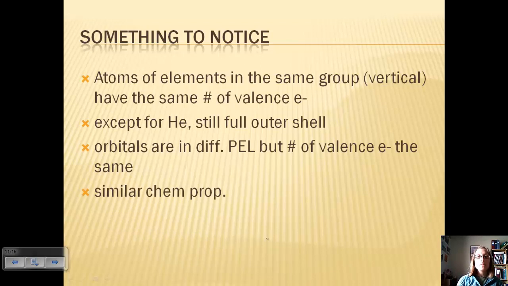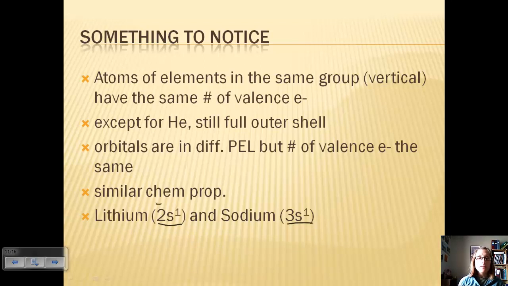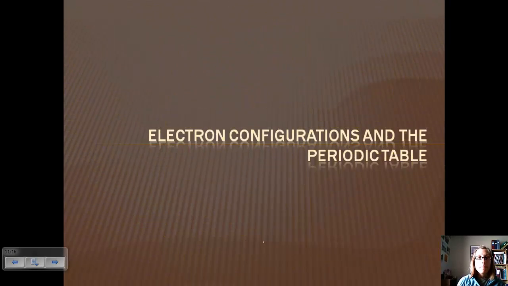And this means that they also have similar chemical properties. So remember, the periodic table is based on similar chemical properties. So anything in that vertical group is similar. So, for example, lithium and sodium, their valence electron configuration is 2s1 and 3s1. So even though they have different principal energy levels, their total number of valence electrons is the same.